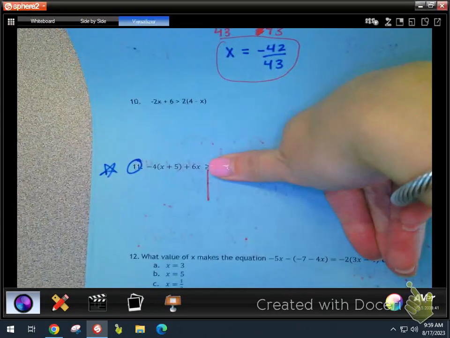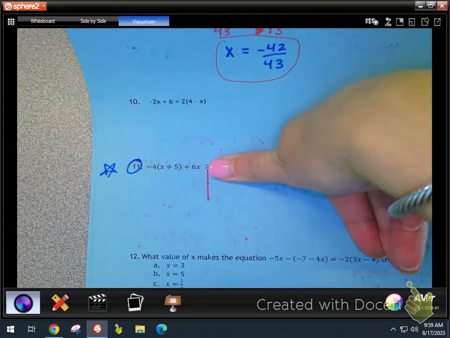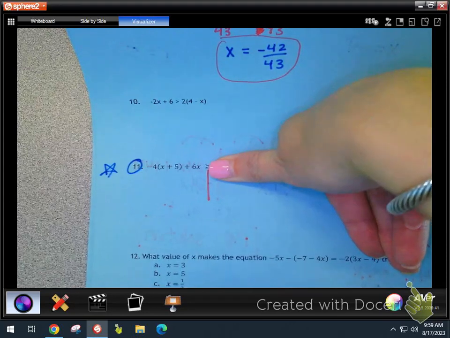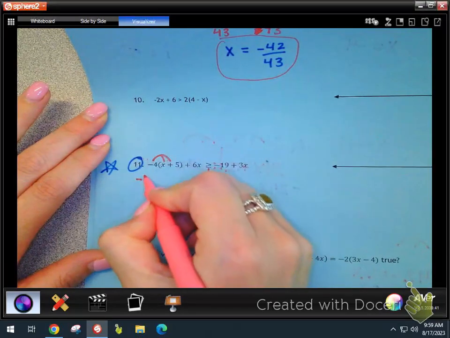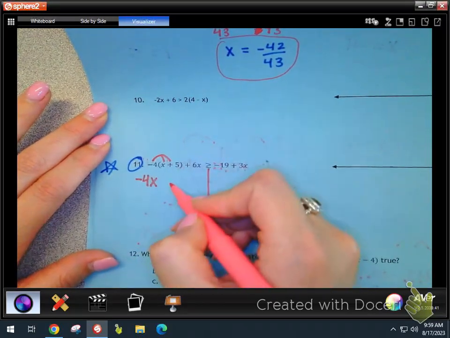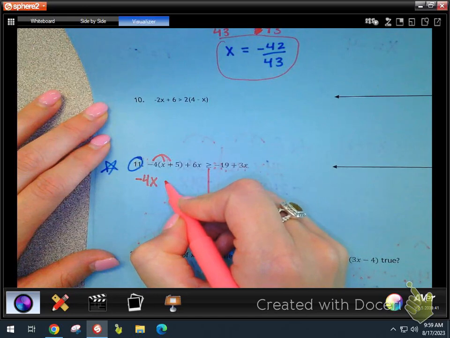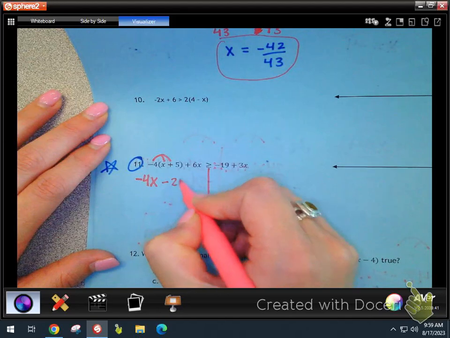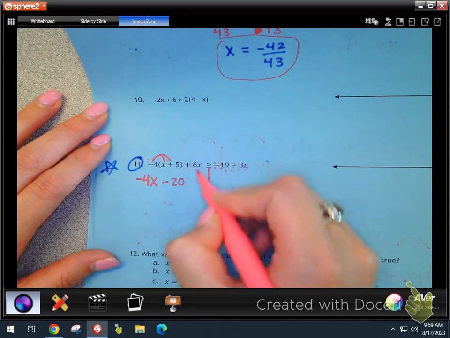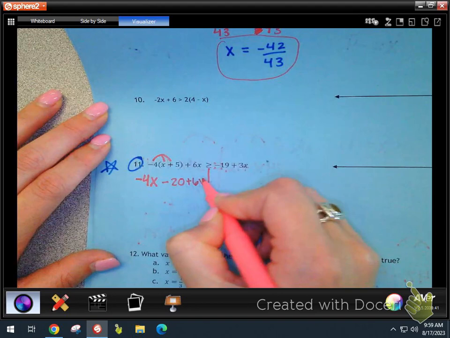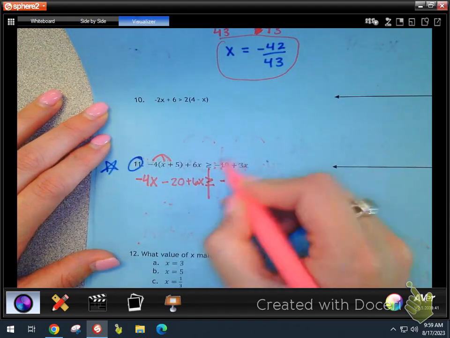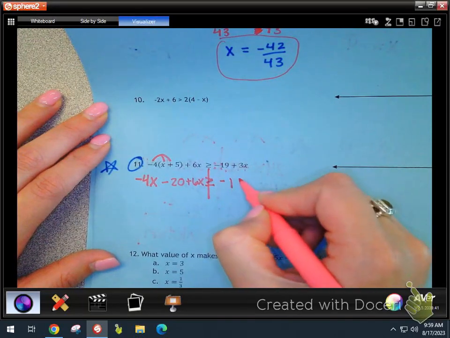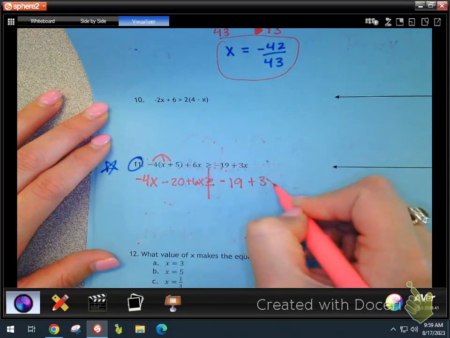Left-hand side, do we need to distribute? Yes or no? Yes. What are we distributing? Negative 4x, negative 4 times 5, negative 20. And then what else do we have that we have to bring down? 3 X's. That's weird. But do we have to distribute on the right-hand side? No, so I'm just going to drop that down. We do have 3 X's.